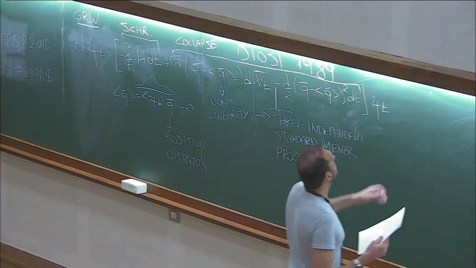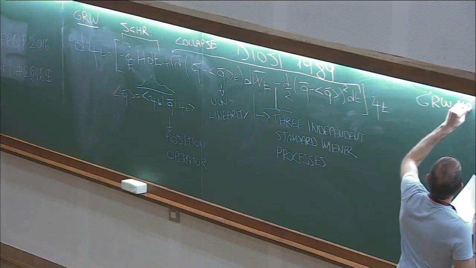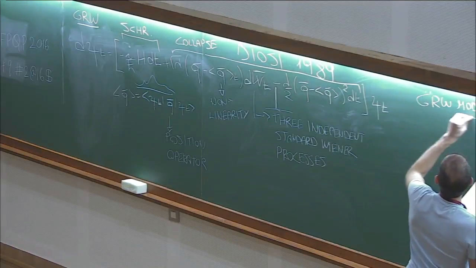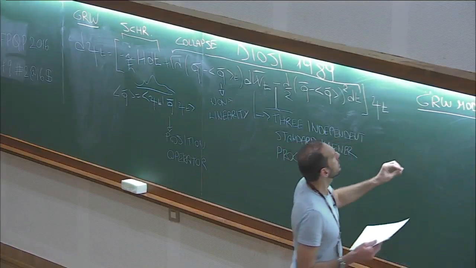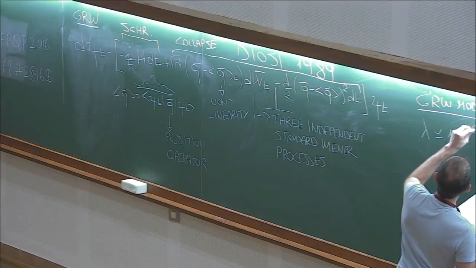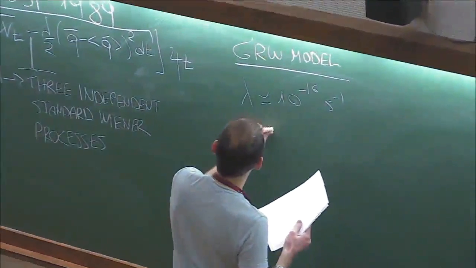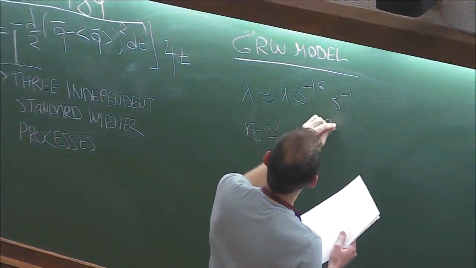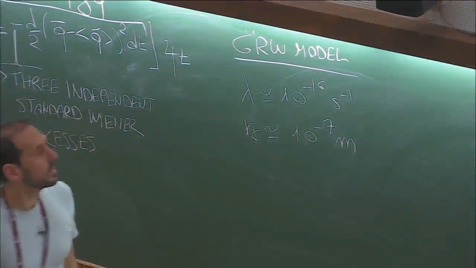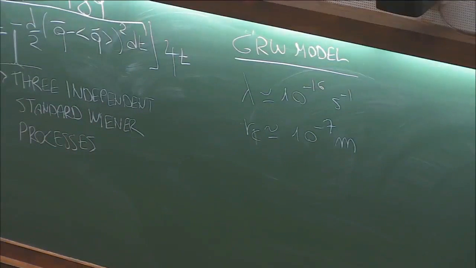Okay, so let's go back. I will come back to this. Let's go back to the GRW model. Just to have a quantitative idea, let's spell out the values of the parameters. This was the original choice of Ghirardi, Rimini, and Weber. I will comment on other choices made subsequently.